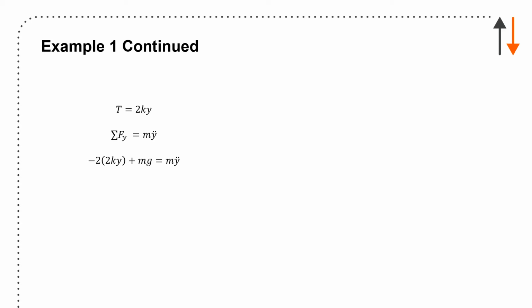Sum of forces in y is my double dot. I'm using y as my direction of motion. I have 2 times t, so minus 2ky plus mg equals my double dot. So minus 4ky plus mg equals my double dot. Now, in order to make this all work out really nicely, I need to get rid of the mg terms, and I have to recognize that 4ky equivalent equals mg. That's the static case, and y equivalent is mg over 4k.